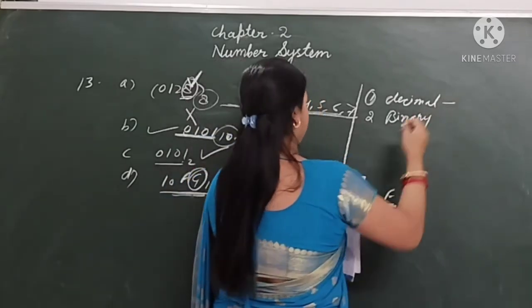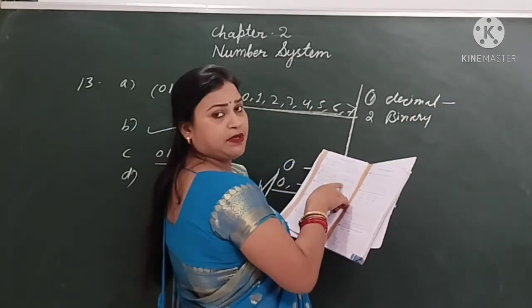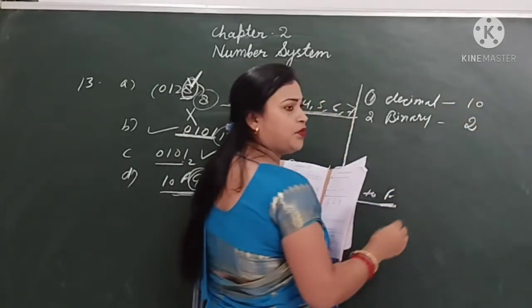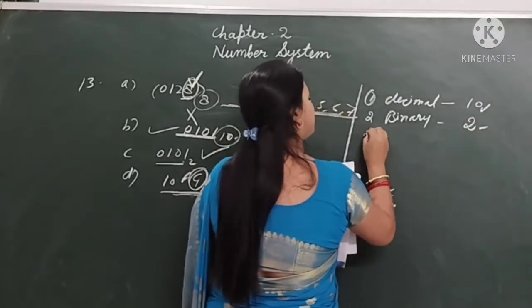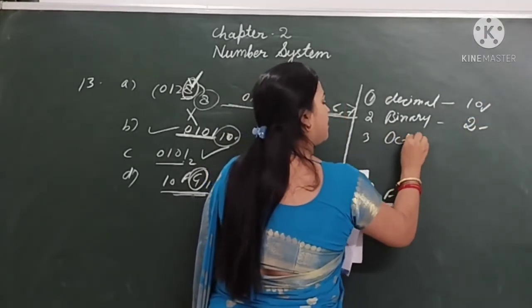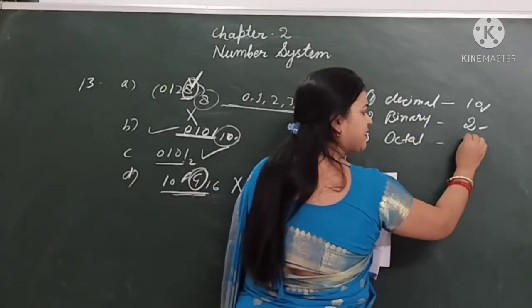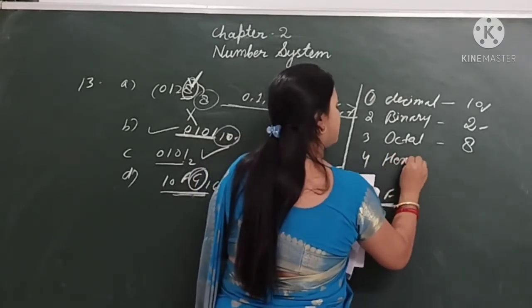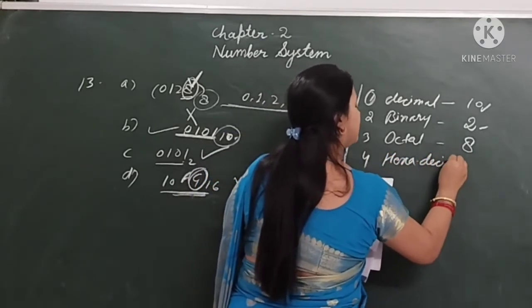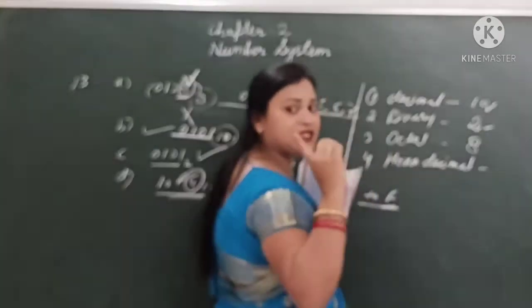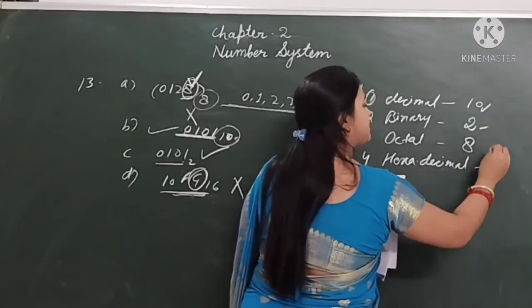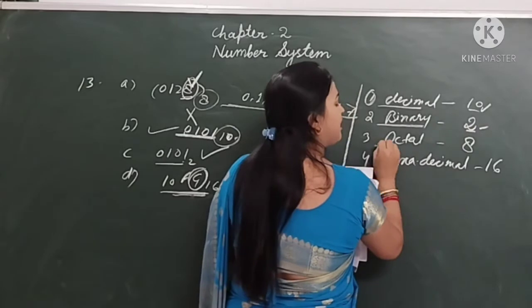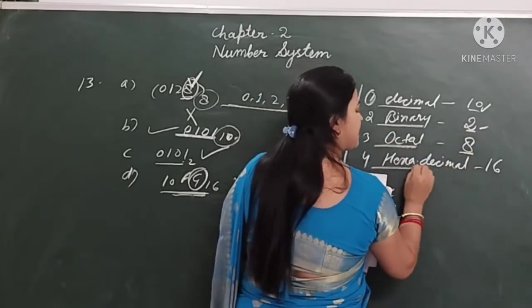And their bases. In decimal we use 10 digits, in binary we use 2 digits. So bases are 10 and 2. Third is the octal number system where we use 8 digits, so the base is 8. Fourth is the hexadecimal number system where we use 16 digits, so the base is 16. So base of decimal is 10, base of binary is 2, base of octal is 8, base of hexadecimal is 16.